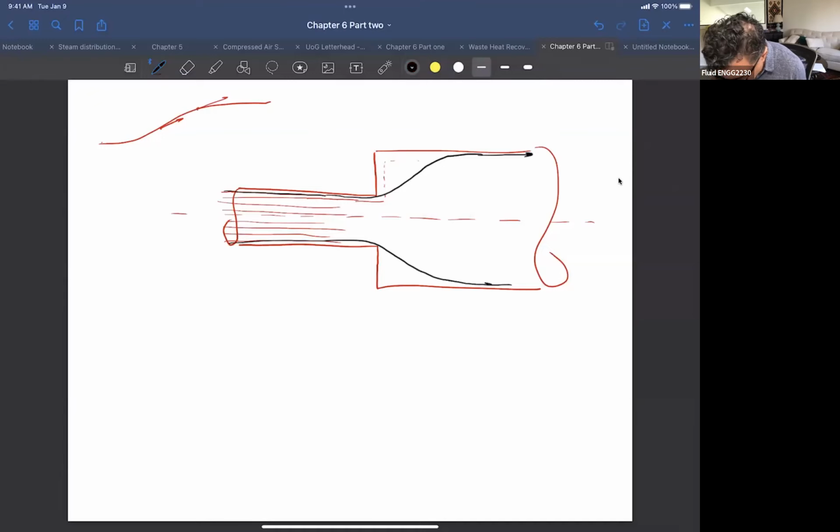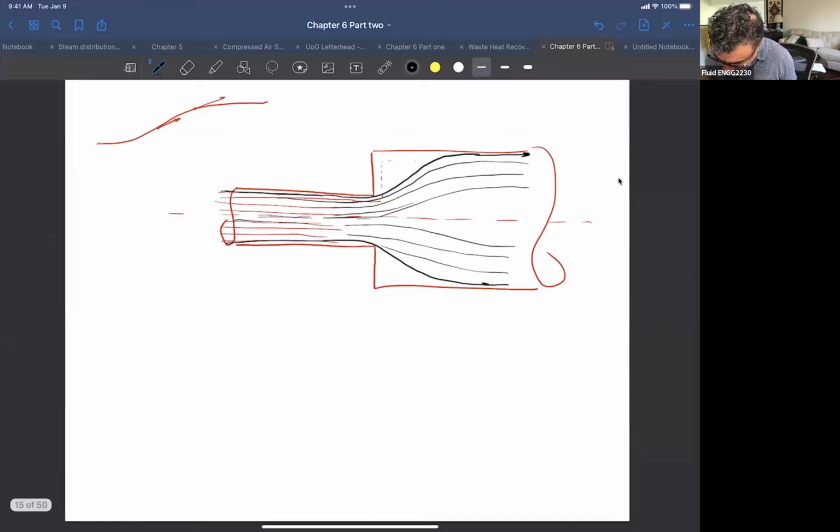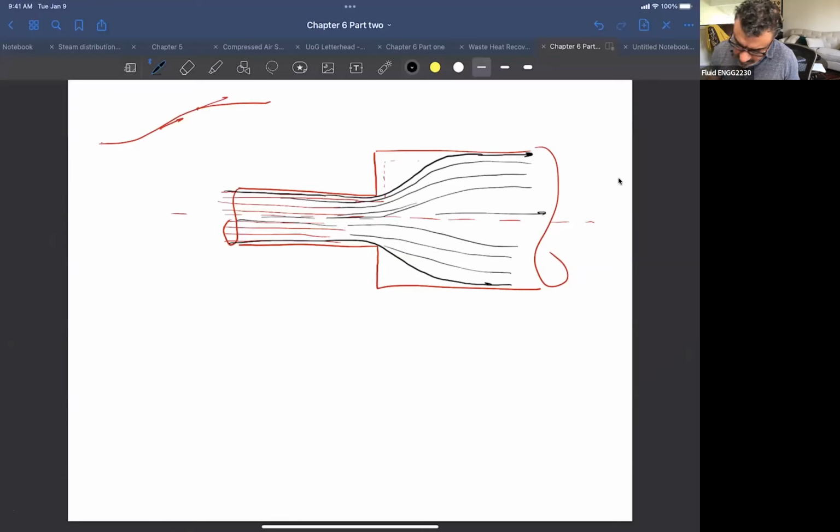And then you will have more streamlines like that, right? So what will happen in this case? Most of the flow is going like this, so most of the flow is going in the main cross section. So if this is area 2 and this is area 1, right?